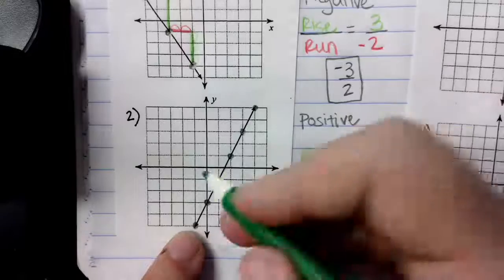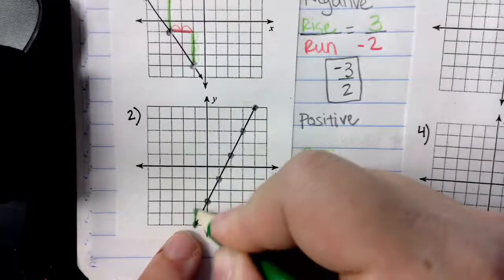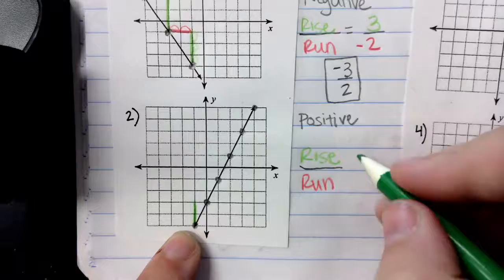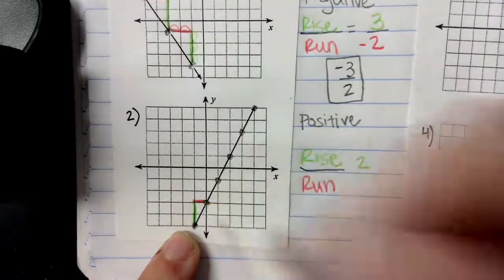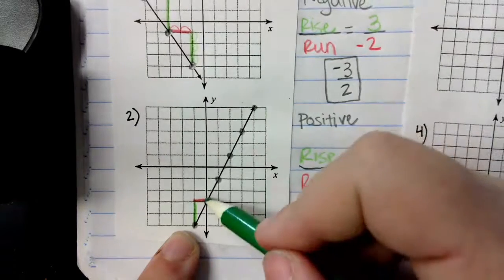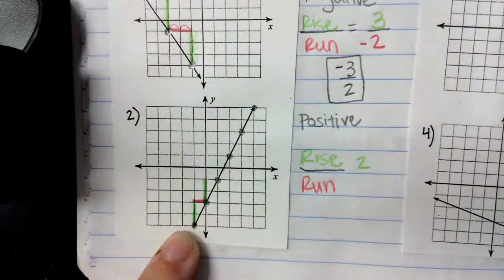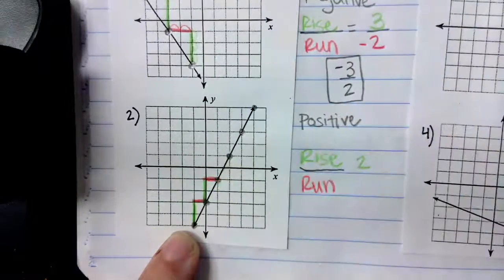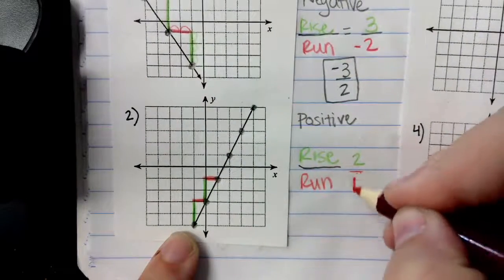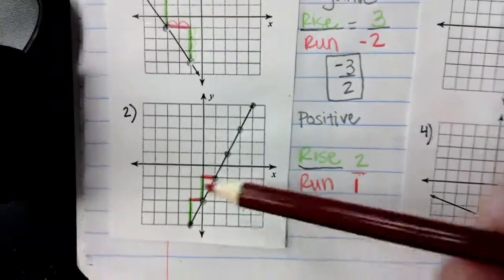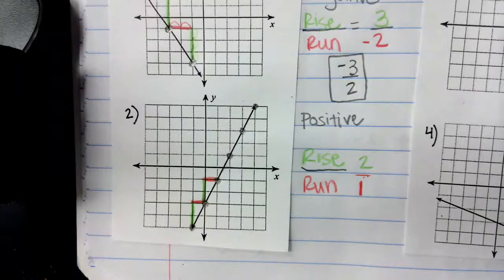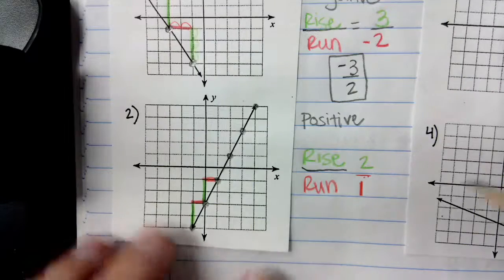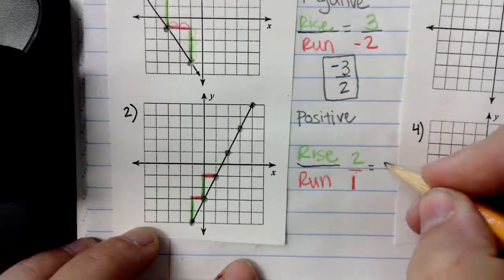And how many do I have to rise up? 2. And then I run 1. Is that the case if I keep doing that? 2, 1. Yep, that's the case. So it's going to be 2 over 1. If I did it and I didn't end up at a point that has that vertical and that horizontal, that means I found the slope incorrectly. Something went wrong. All right, what is 2 divided by 1? 2. So this time our answer is just 2.